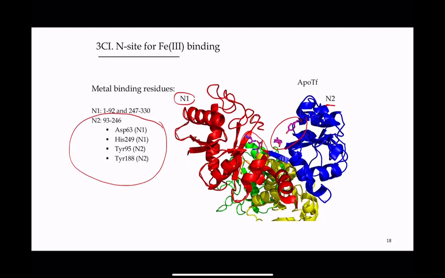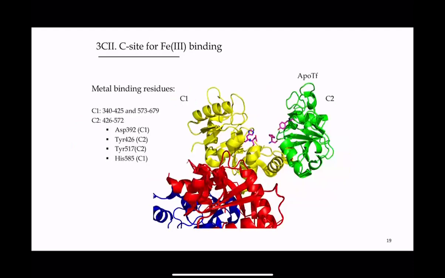So you can imagine if you put the iron right in here, what's going to happen is you're going to have this grabbing of the amino acids onto the metal, plus the carbonate coming in, although that's not depicted here, helping to stabilize this. And so you have something very similar in the C site. You have the C2 subdomain that has the tyrosines, and then you have the C1 subdomain that has the aspartate and the histidine, a very similar phenomenon there.